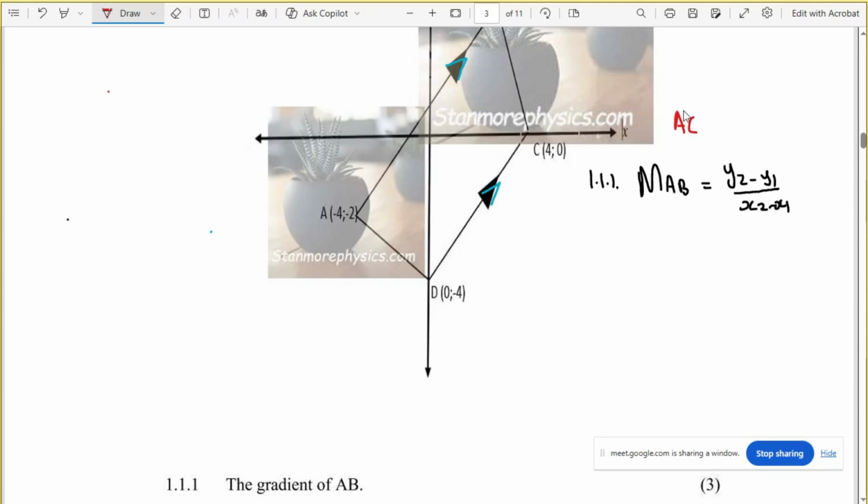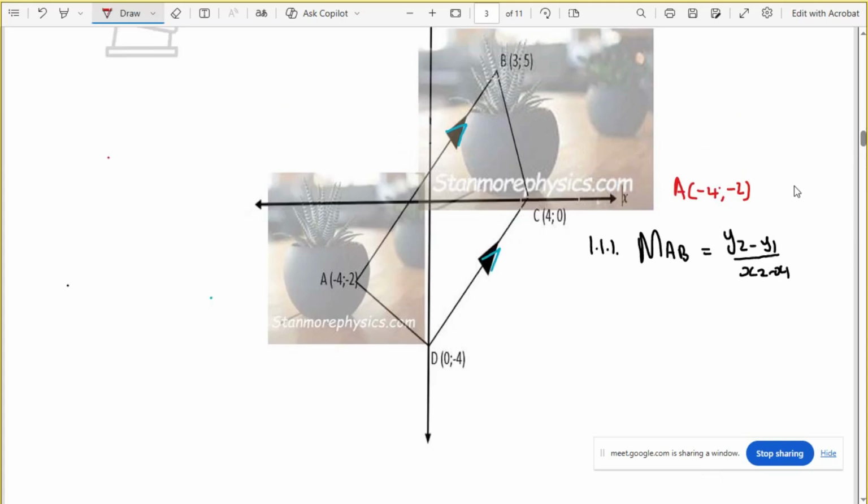Exactly. I need to write the coordinates of A down. Then once I have the coordinates of A down, I also have to write down the coordinates of B. So the coordinate of B, this is 3 and 5. The reason we are doing this is that we don't want to make mistakes when we are doing the substitution. So this will be the first one. It's my x1, y1, and this will be my x2, y2.